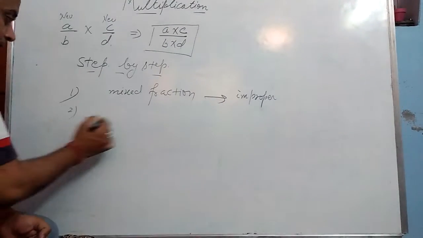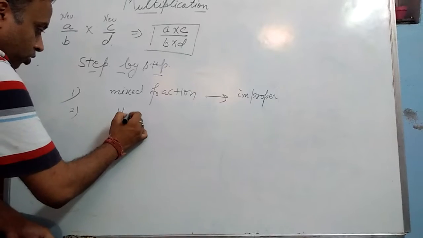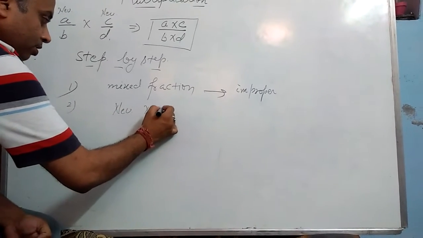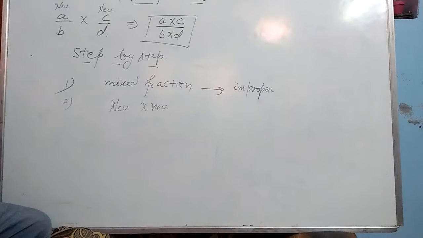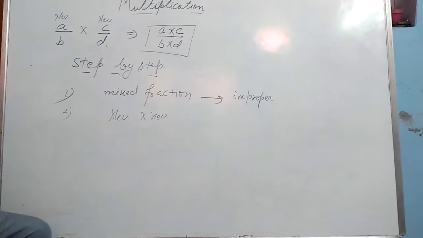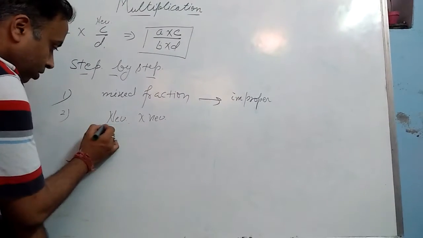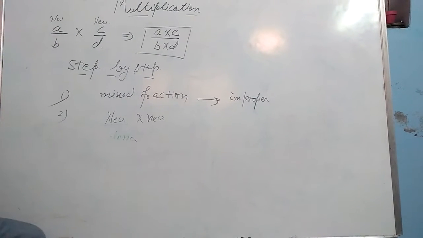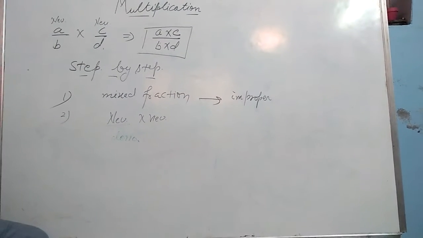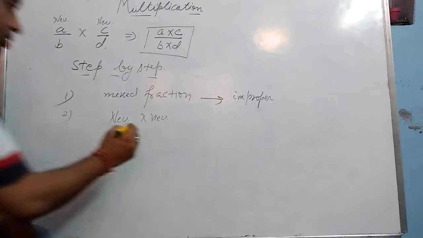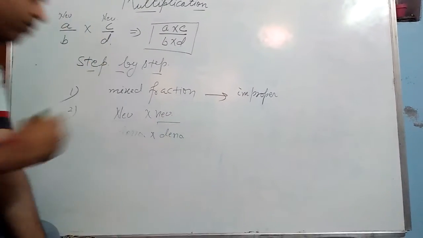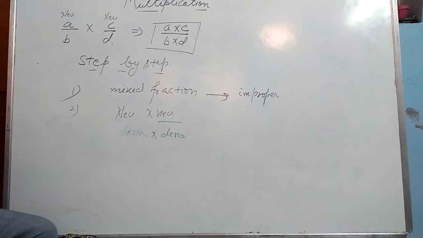Now in my second step, the numerator of my first fraction is multiplied by the numerator of my second fraction. In the same way, the denominator of my first fraction is multiplied by the denominator of the second fraction.